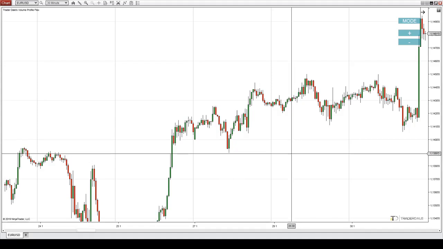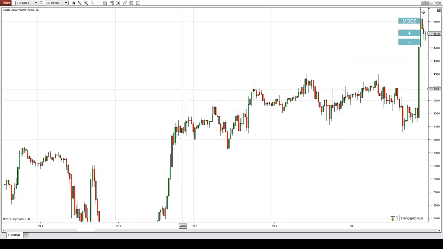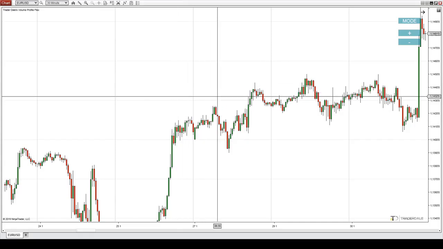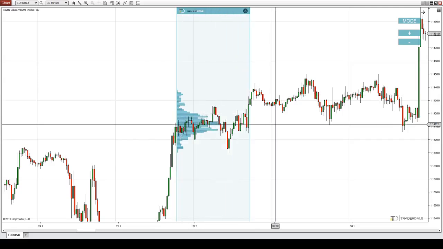Now here is one big rotation, this one. So let's stretch the profile over the rotation to see where the volumes were the heaviest. It's in here. As you can see from this rotation, there is strong buying activity, strong buyers pushing the price upwards, which is a sign that in this rotation, buyers were adding to their buying positions. So you wait for pullback and you go long from there.